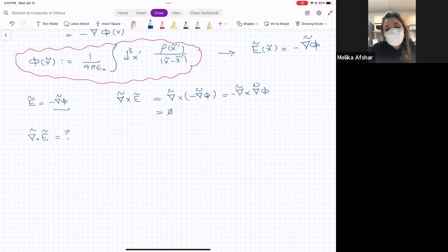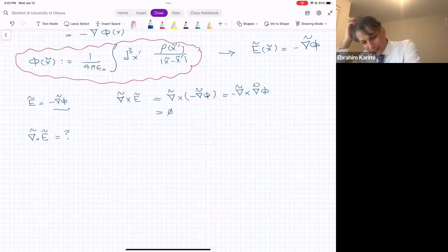It should be like the charge density divided by epsilon 0. How can you get that? So let's do the mathematics. I got you, Melika. Let's go and do it together.